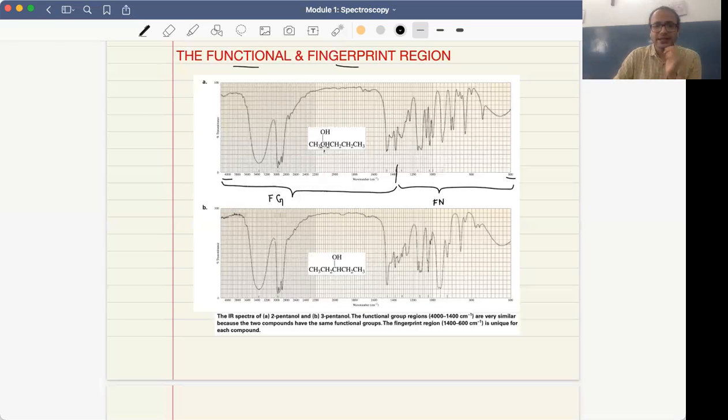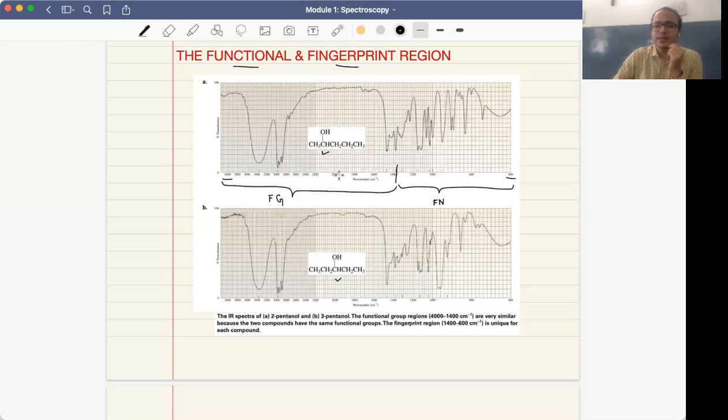So that you can easily see from this picture. This molecule is your 2-pentanol, and this is 3-pentanol. So these are isomeric. They are positional isomers. So in one of the molecules, the position is 2. In the other molecule, the position is 3.